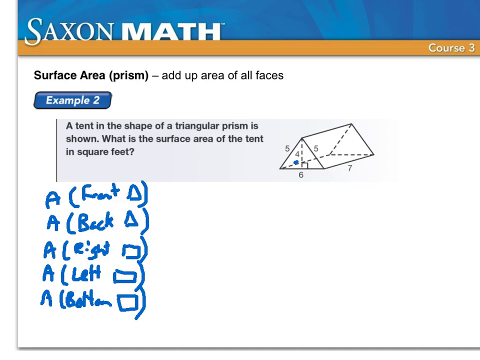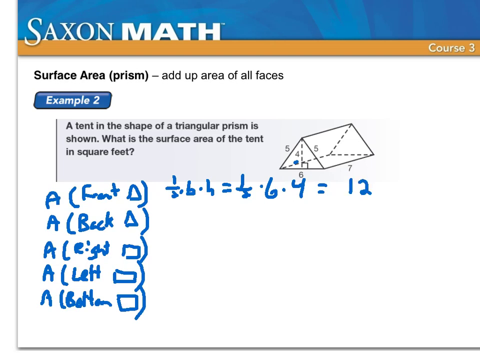Again, we've got one front and a back, a left and a right and a bottom for this prism right here. So the area of the front triangle is going to be 1/2 times the base times the height. Okay? Well, so that's 1/2 times the base of that triangle is right here. It's 6 times the height, which is 4. So 1/2 times 6 is 3. 1/2 of 6 is 3 times 4 is 12.